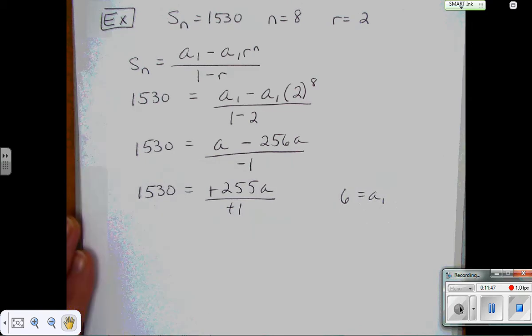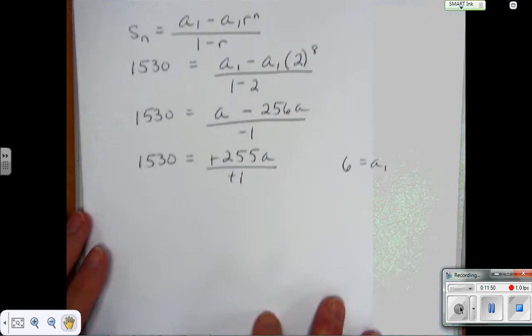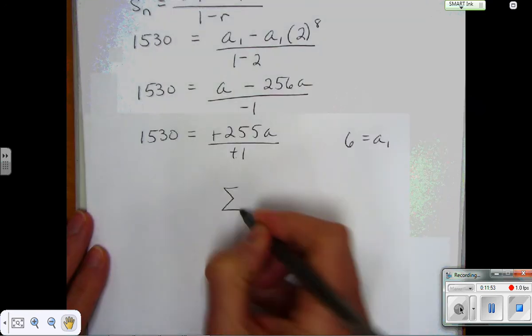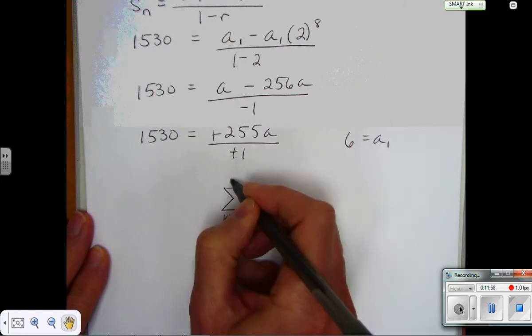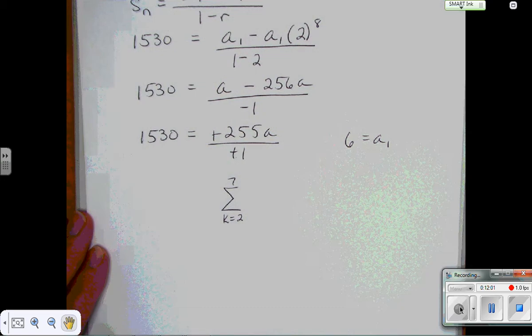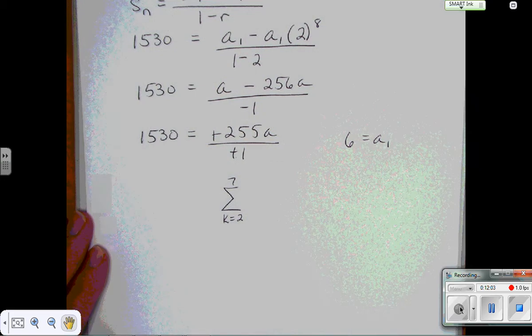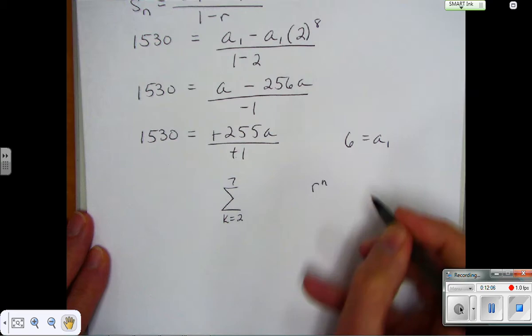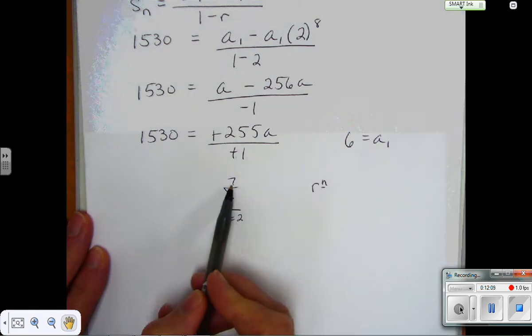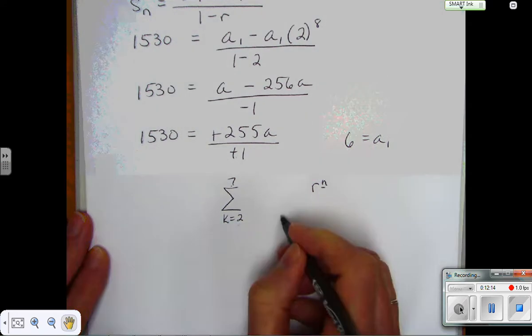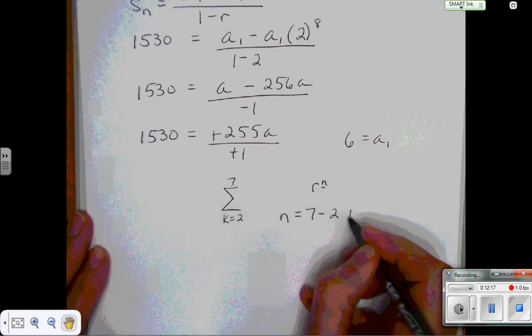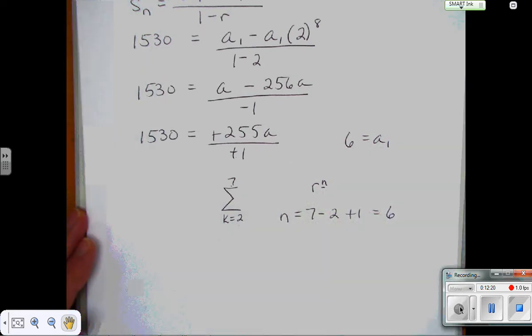Okay, let me tell you one more thing before you can start on your assignment. On that last problem we did, if you wanted to find out what n was in your equation for like the top equation, when you have r to the n, you're going to take the top number, subtract the bottom number, and then add one back. So n is going to be 7 minus 2 and add one back, so that'll be 6. So if you wanted to use that first sum equation, that's how you'd want to get the n.